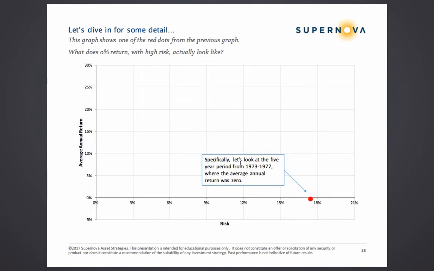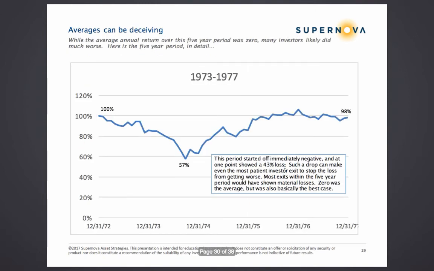This is the period 1973 to 1977, and this is what it looked like. That roughly 0% return was not really the average. It was essentially the best case scenario. What investors were faced with was a swift 43% loss. We would argue that many investors got large losses over this period and did not receive the roughly 0% average.